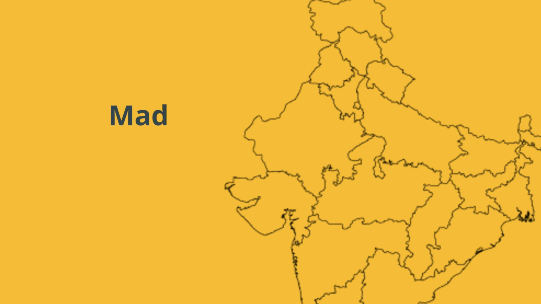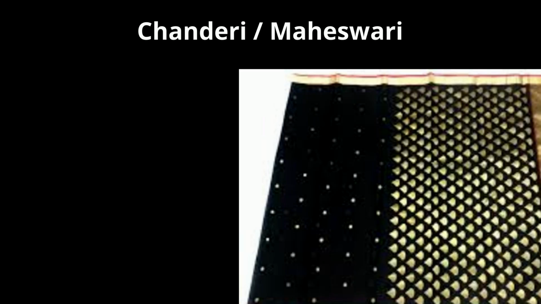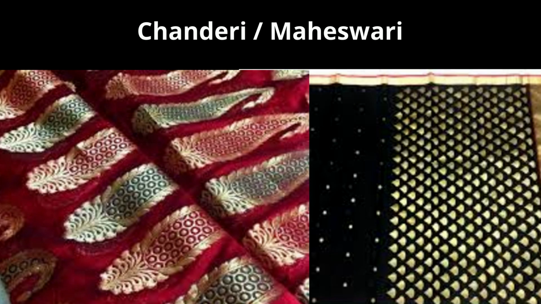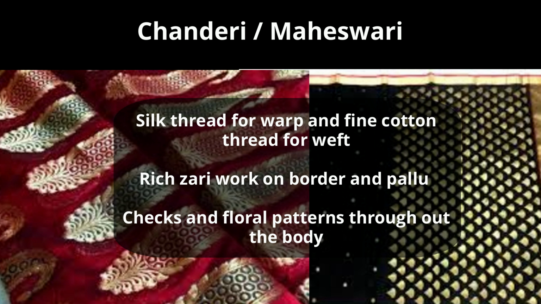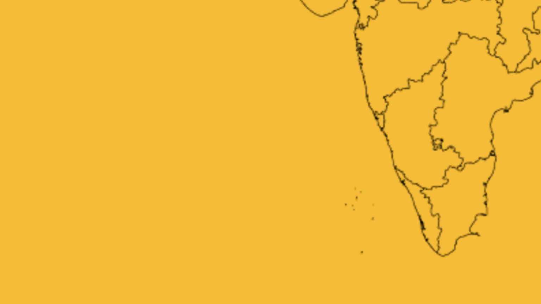Chanderi silk from Madhya Pradesh is demanded all over the world. Most of our mothers too would have various saris made from this material, which they reserve only for special occasions. Chanderi or Maheshwari silk is made by using silk yarn for the warp and fine cotton for the weft. The rich zari work on the border and the pallu gives it a luxurious feel. The most common motifs are checks and floral patterns which adorn the body of the sari.